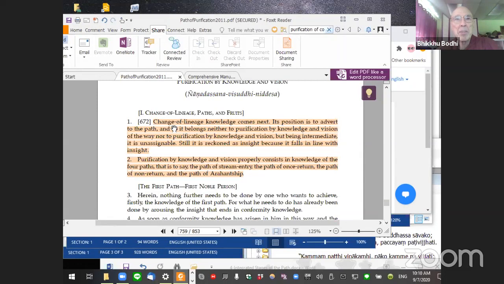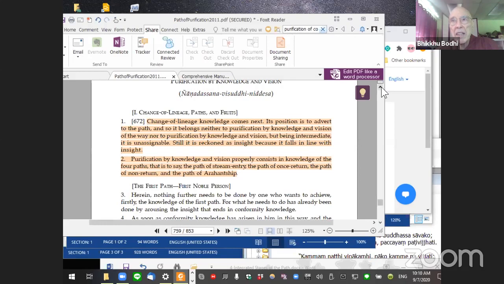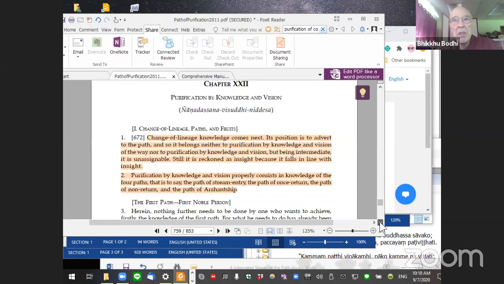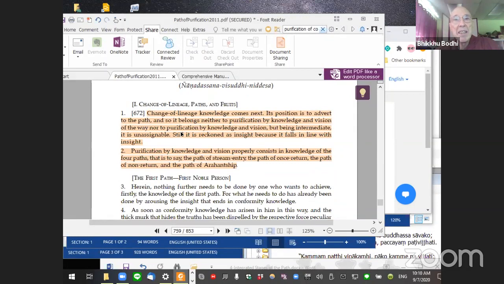So the text now explains, we're now in chapter 22, I think. Yeah, this is chapter 22. It explains that change of lineage knowledge comes next, and its position is to invert to the path. And so it doesn't belong to purification by knowledge and vision of the way, which is the sequence of insight knowledges, nor does it belong to purification by knowledge and vision, but it comes in an intermediate role.